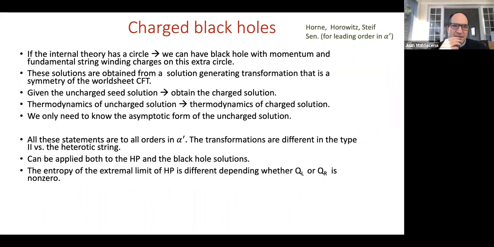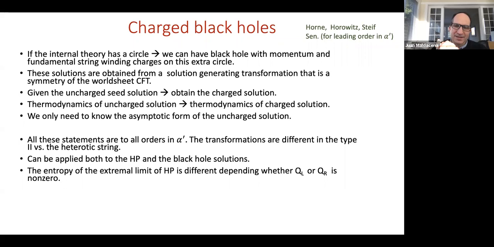We discussed so far neutral black holes, but if the internal theory has a circle, then you can have black holes which carry momentum and fundamental string winding charges on the extra circle. And these solutions can be obtained from a solution generating transformation, which is a symmetry of gravity, and that's how these solutions were obtained in the past. But not only is this transformation a symmetry of gravity, it's also a symmetry of the worldsheet CFT. And so that means that if you have the CFT which is the seed solution, you can also have a CFT for the charged solution.